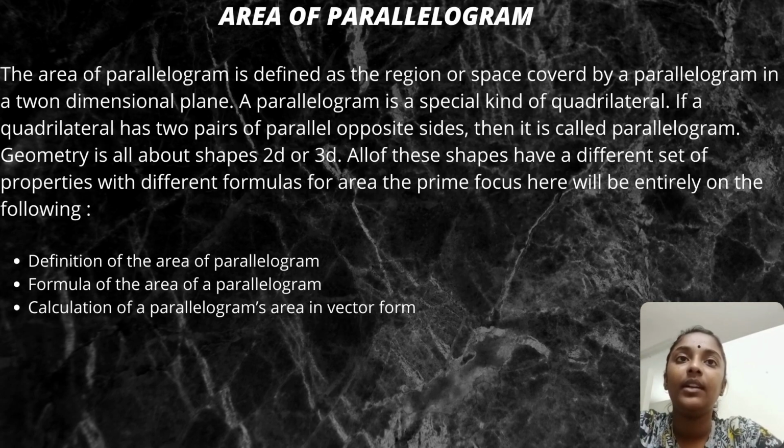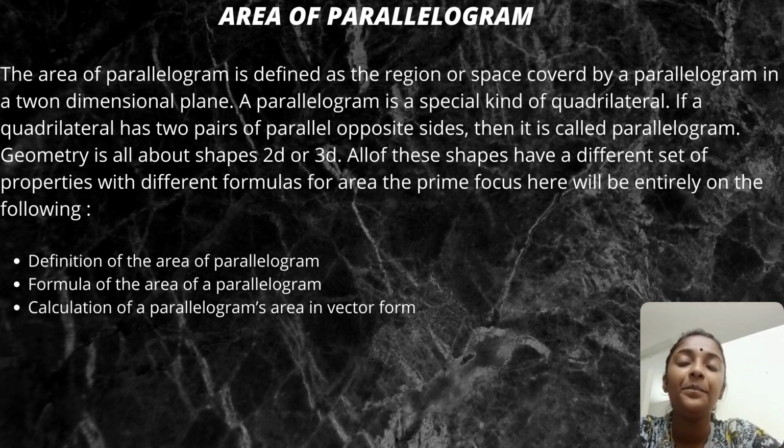The area of a parallelogram is defined as the region or space covered by a parallelogram in a two-dimensional plane. A parallelogram is a special kind of quadrilateral. If a quadrilateral has two pairs of parallel opposite sides, then it is called a parallelogram. Geometry is all about shapes, 2D or 3D. All of these shapes have different sets of properties with different formulas.